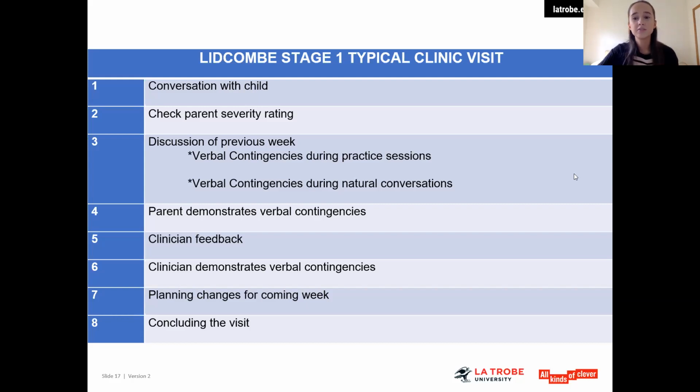Next, the clinician may demonstrate the verbal contingencies with the child, depending on their needs. And finally, the clinician will work with the parent to plan for the following week before concluding the session and summarising the information. Next, I'll move on to stage two of the Lidcombe program.